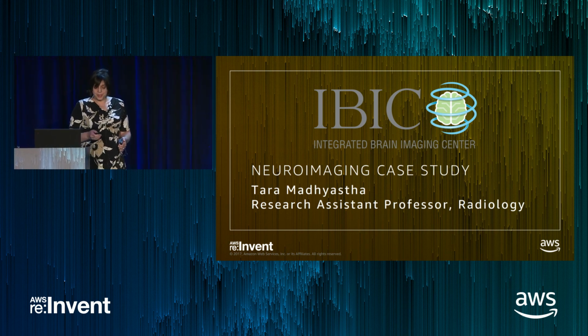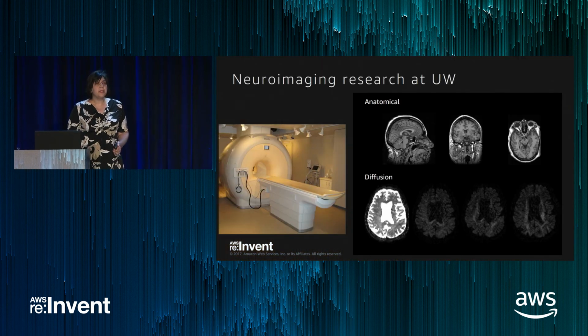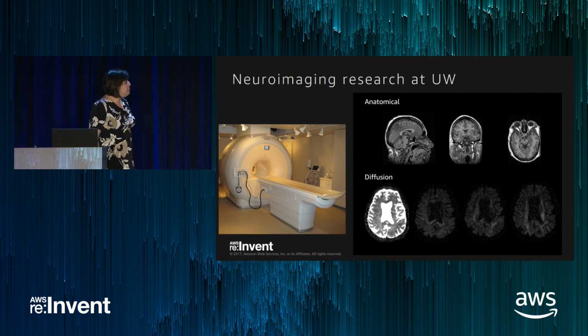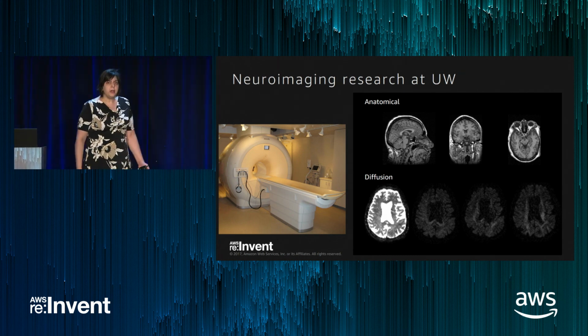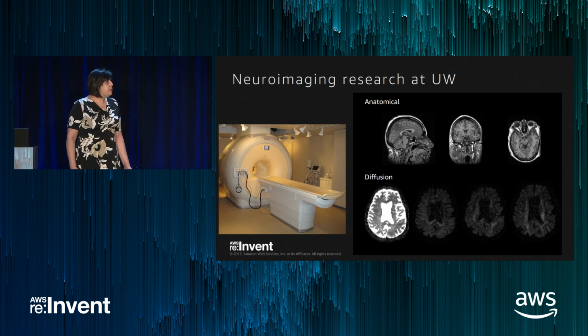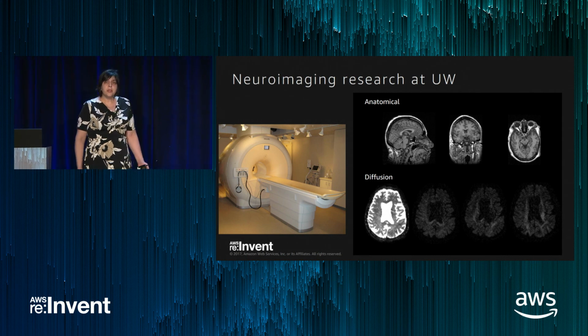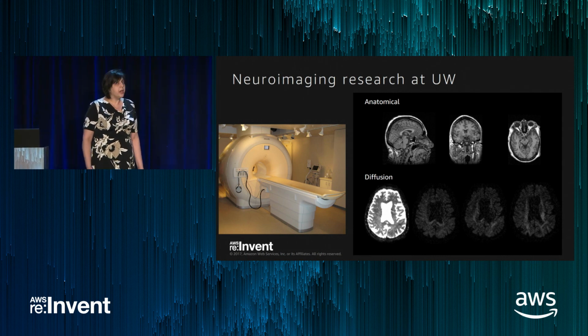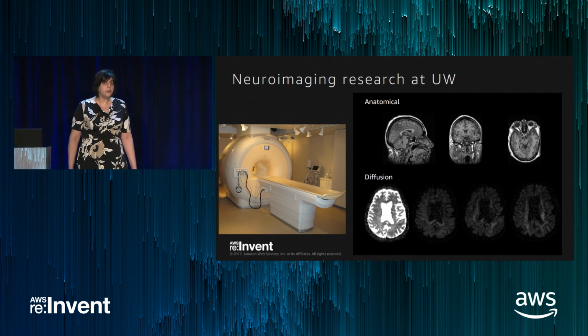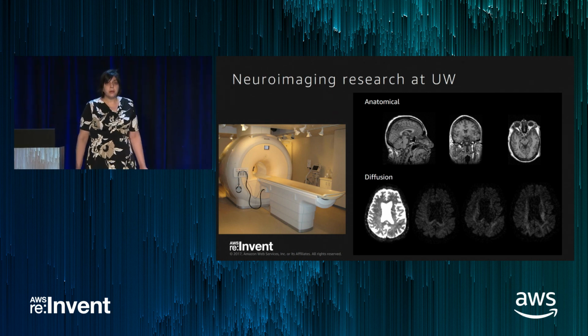Hi, I work at the University of Washington doing neuroimaging research at the Integrated Brain Imaging Center. And I use primarily magnetic resonance imaging, or MRI. MRI uses magnetic fields and radio frequency pulses to excite the hydrogen atoms in the water molecules in the brain, emitting a signal that we can then use to create images of the brain.